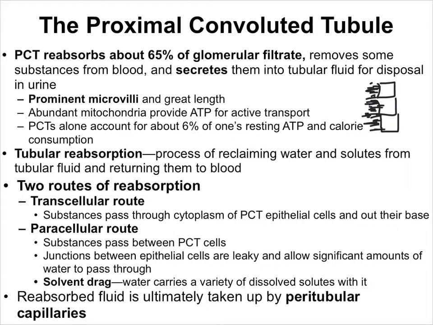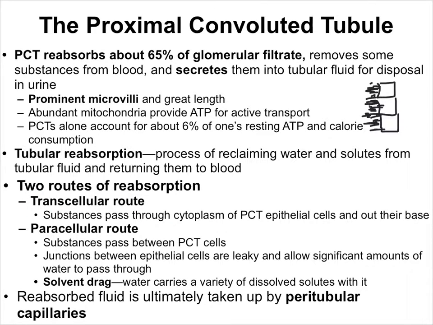You're also going to spend ATP like there is no tomorrow. Your proximal convoluted tubules alone account for about 6% of your resting ATP and calorie usage. You don't directly reabsorb water, but water tends to follow salt. So you're going to be reabsorbing salt. You're going to be reabsorbing nutrients, sugar, amino acids, vitamins, everything like that. And it's going to be reabsorbed through two routes, the transcellular route.